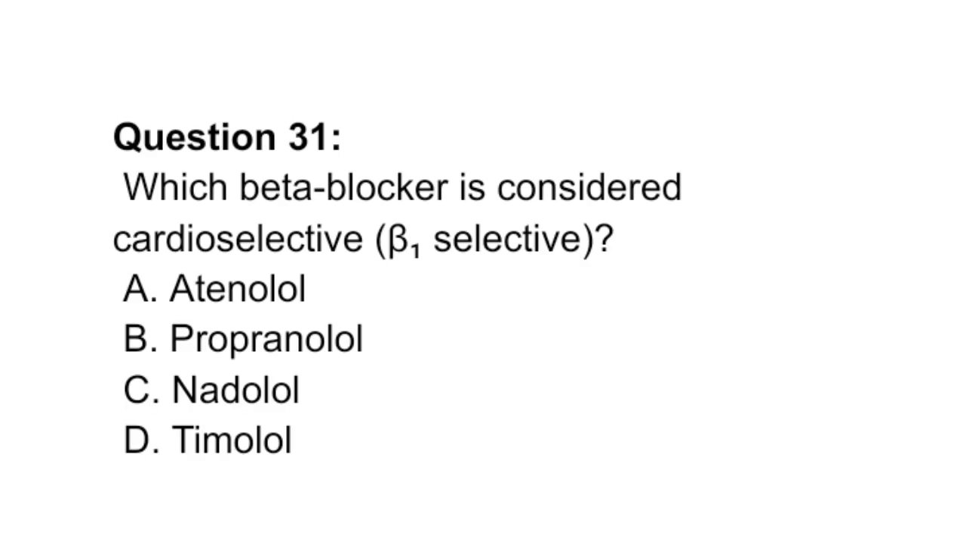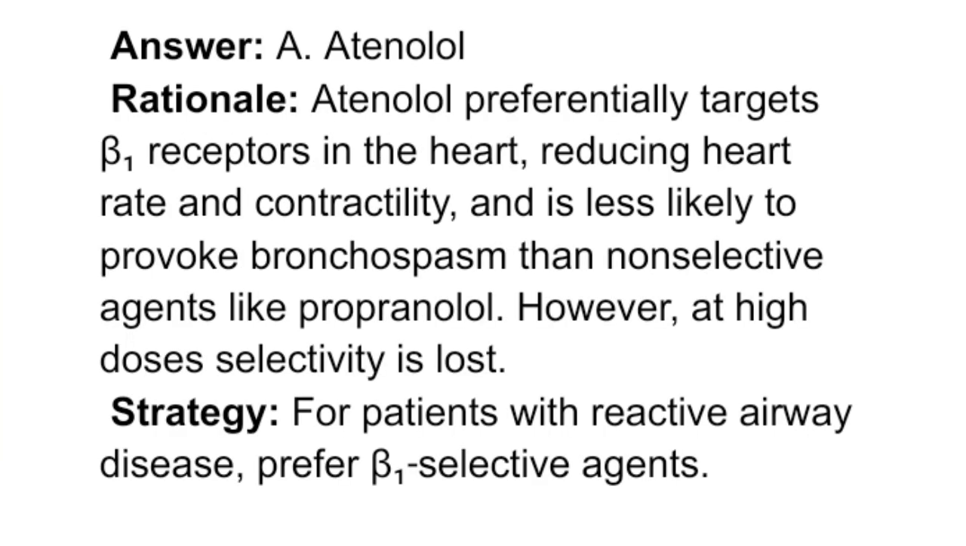Question 31. Which beta blocker is considered cardioselective, beta-1 selective? A. Atenolol. B. Propranolol. C. Nadolol. D. Timolol. Answer: A. Atenolol. Rationale: atenolol preferentially targets beta receptors in the heart, reducing heart rate and contractility, and is less likely to provoke bronchospasm than non-selective agents like propranolol. However, at high doses selectivity is lost. Strategy: for patients with reactive airway disease, prefer beta-selective agents.